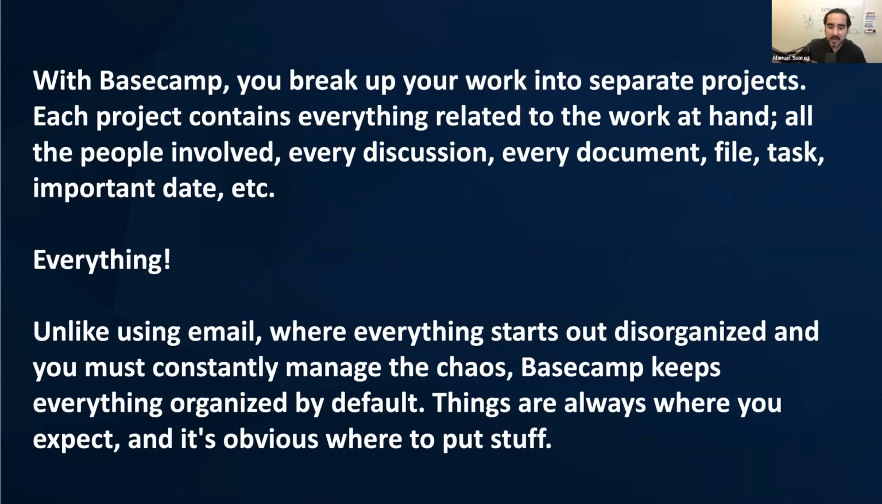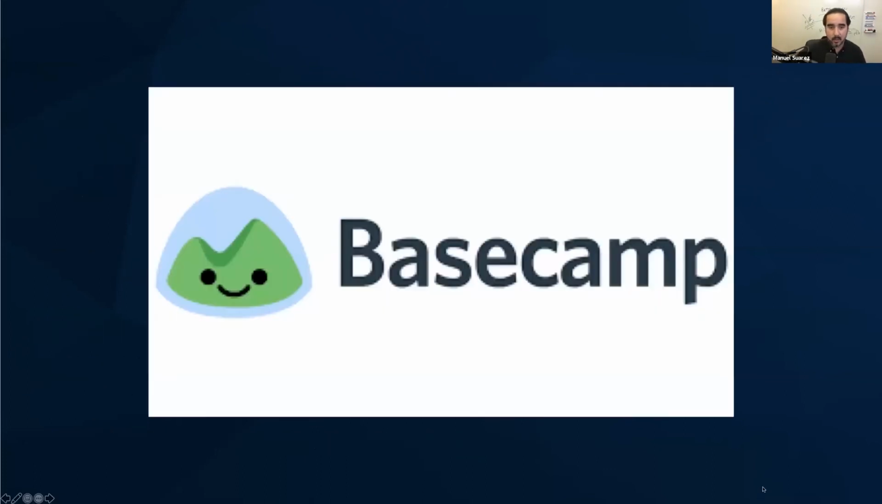So unlike using email, where everything starts out disorganized and you must constantly manage the chaos, Basecamp keeps everything organized by default. Things are always where you expect, and it's obvious where to put stuff. Not like, let me find this email. I know there was an email thread going on at some point about the subject of onboarding. Well, let me see if I can find it. Google search onboarding. It's a mess. Not like that. So you want to be organized so you can actually handle your staff better.